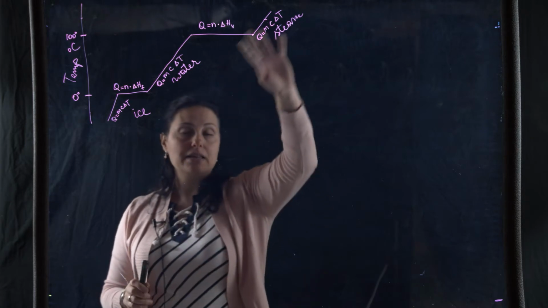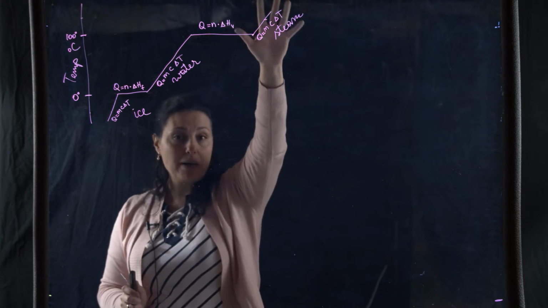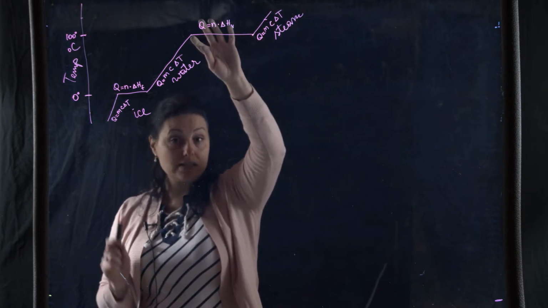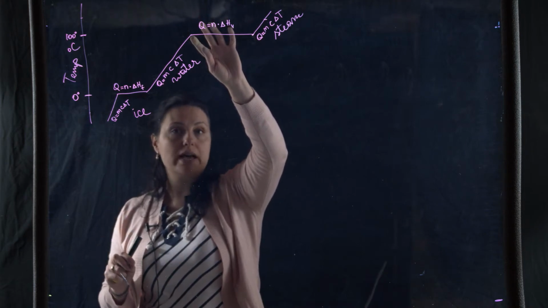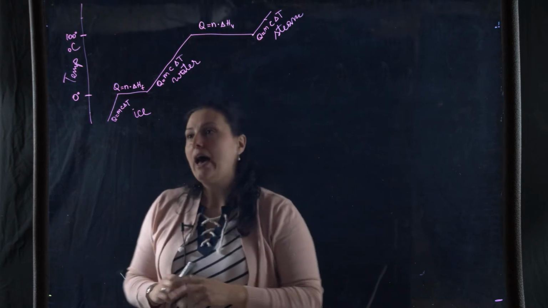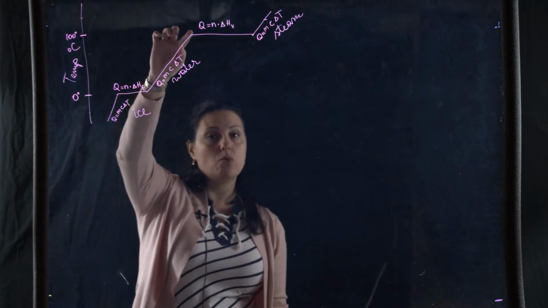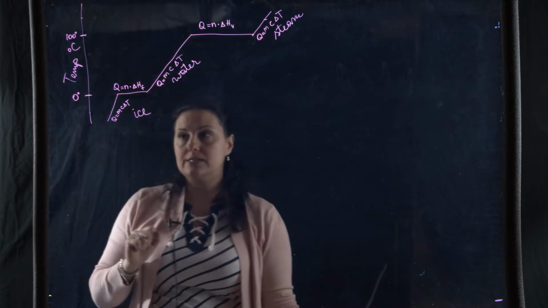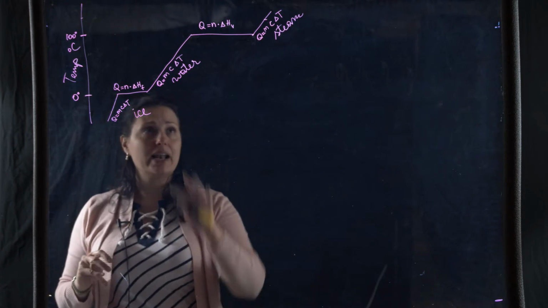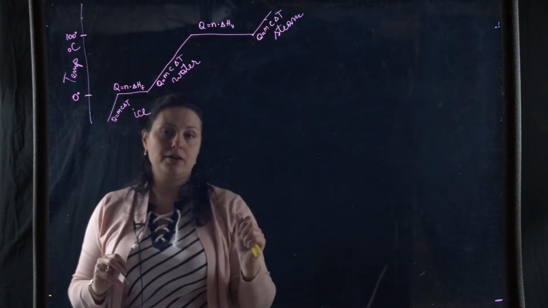It doesn't say anything about steam. It doesn't say anything about boiling it away. So I stop with liquid water at 100 degrees. I start with ice at minus 5, and I end up with water at 100 degrees. Once again, I won't have all of the steps here.